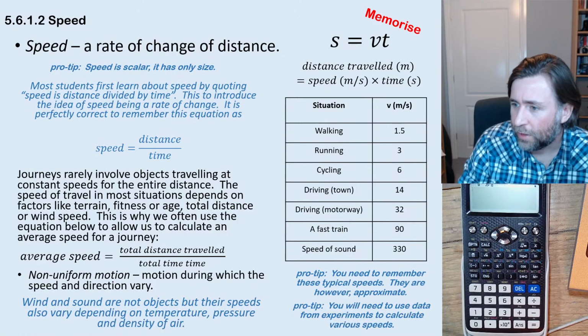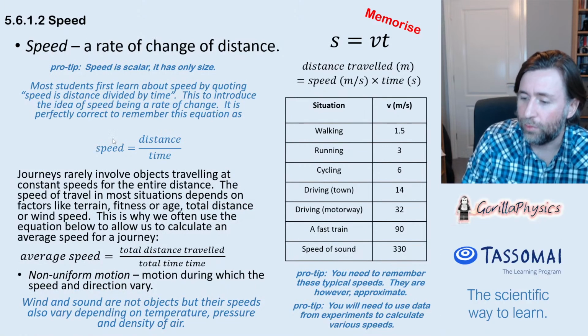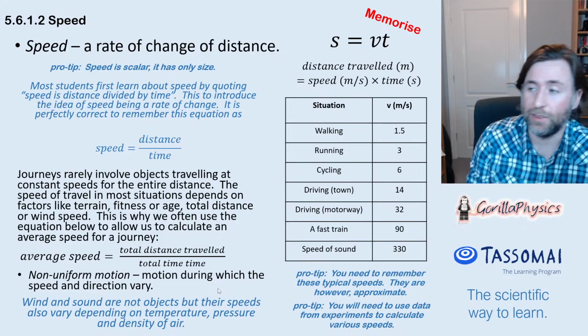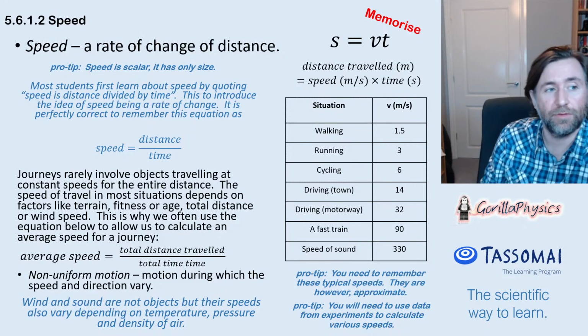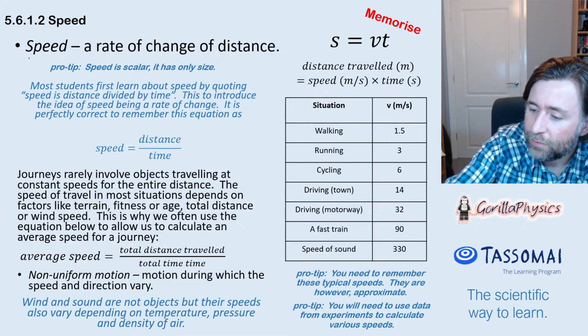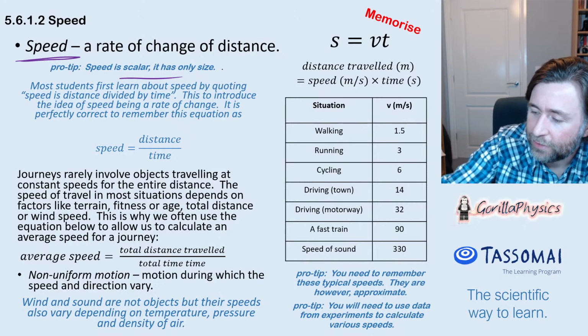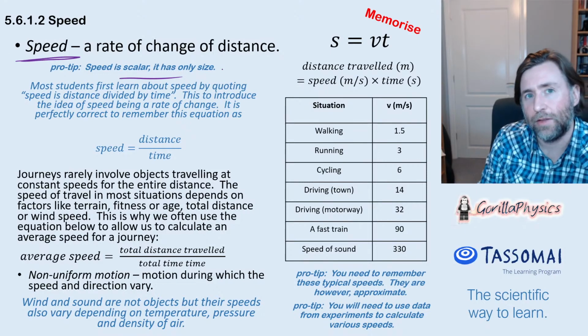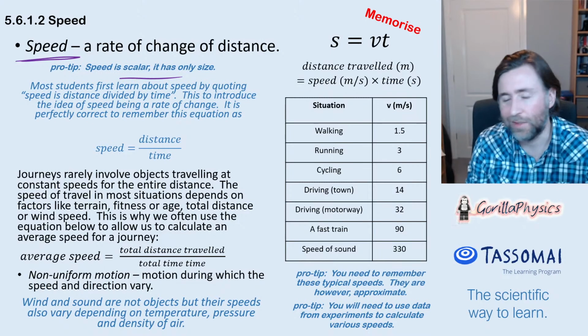Next one then, this is about simply describing motion. Up to now we've pretty much been describing forces, which are the reason for motion, but now we're talking about motion itself, and this is speed. Speed is a rate of change of distance. Speed is a scalar, it only has size. I'm going to talk about velocity in a second and how that's slightly different.